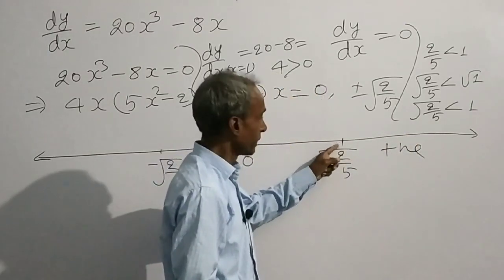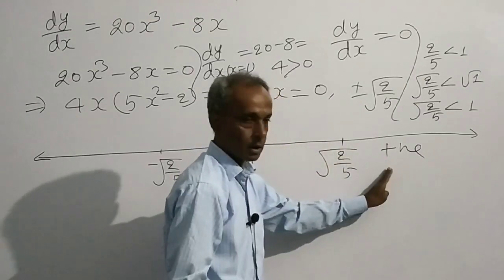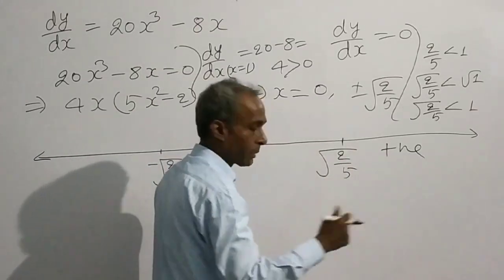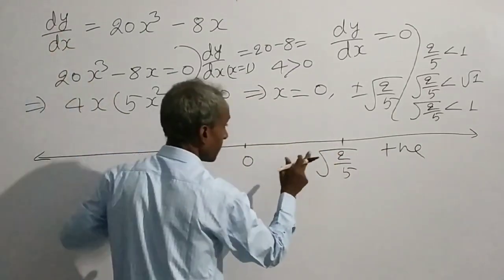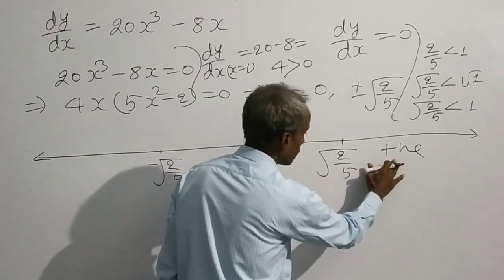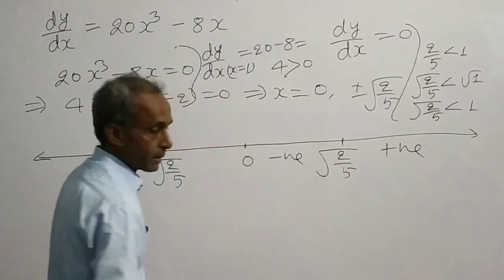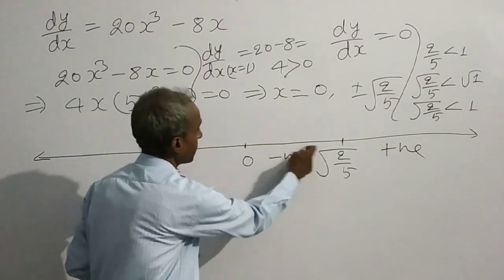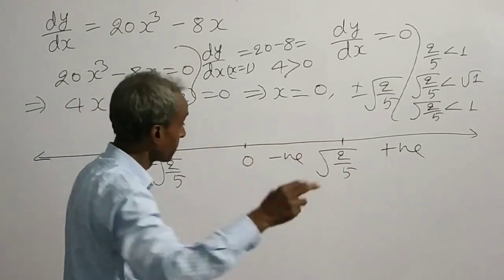This root separates this interval and this interval, and it occurs 1 time. That means an odd number of times. Therefore, the sign of dy/dx will change in this interval. If it is positive in this interval, this will be negative. Sign of what? Sign of dy/dx. When we put any number lying in this interval in place of x in this dy/dx, we will get some negative number.